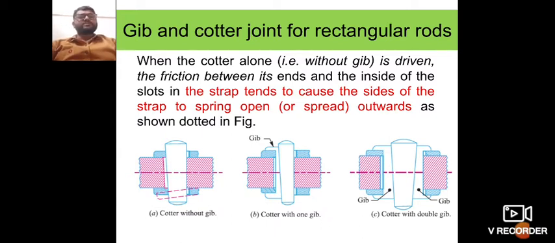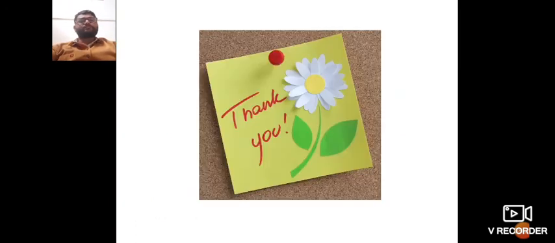In the quarter alone, that is without jib, when it is driven, friction between its ends and the inside of the slots in the strap tends to cause the sides of the strap to spring open or spread outward, as shown dotted in the figure. When there is an absence of jib, friction occurs between the ends. When we provide a jib, there is a reduction in friction between the quarter and the socket and spigot. These are the reasons to provide a jib in quarter joints.